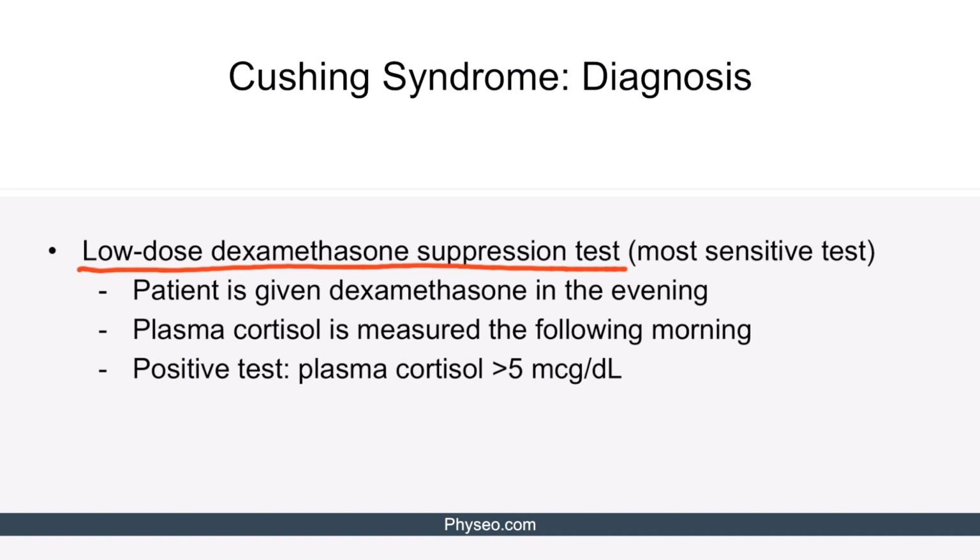A low-dose dexamethasone suppression test is considered to be the most sensitive test for Cushing syndrome. In this test, the patient is given dexamethasone in the evening and their plasma cortisol is measured the following morning. Since dexamethasone is a steroid, it should suppress ACTH production and lead to decreased serum cortisol. In patients with Cushing syndrome, however, this will not happen and the cortisol levels will remain elevated. Therefore, this test is considered positive if plasma cortisol measures at greater than 5 micrograms per deciliter the morning after the patient receives a low-dose dexamethasone suppression test.